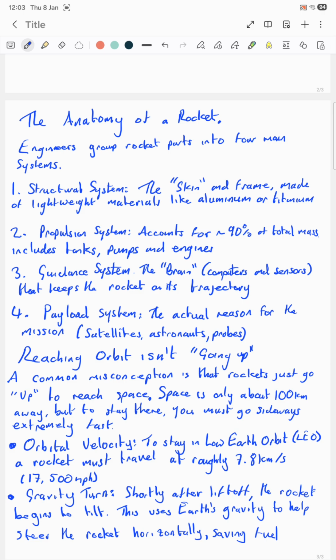Reaching orbit isn't just going up. A common misconception is that rockets just go up to reach space. Space is about 100 kilometers away, but to stay there you must go sideways, extremely fast. Orbital velocity: to stay in low Earth orbit, a rocket must travel at roughly 7.8 kilometers per second. And the gravity turn. Shortly after liftoff, the rocket begins to tilt. This uses the Earth's gravity to help steer the rocket horizontally, saving fuel.